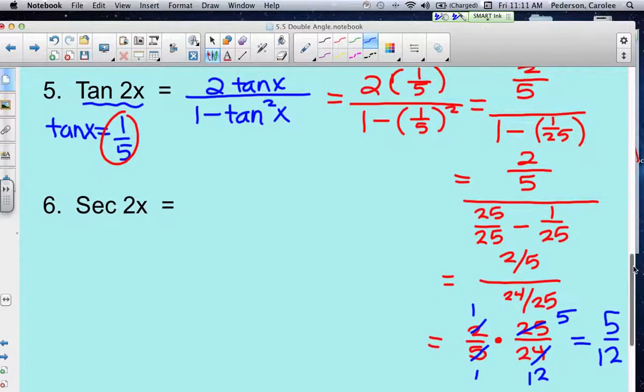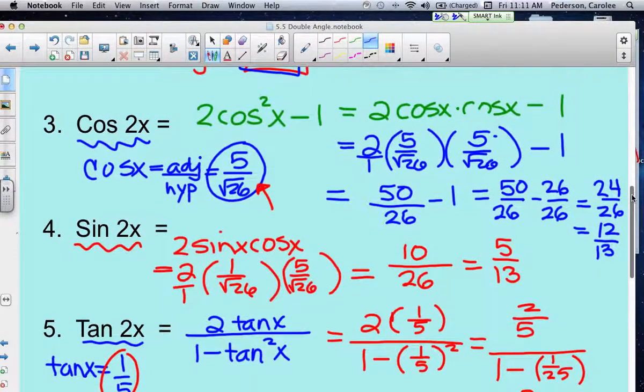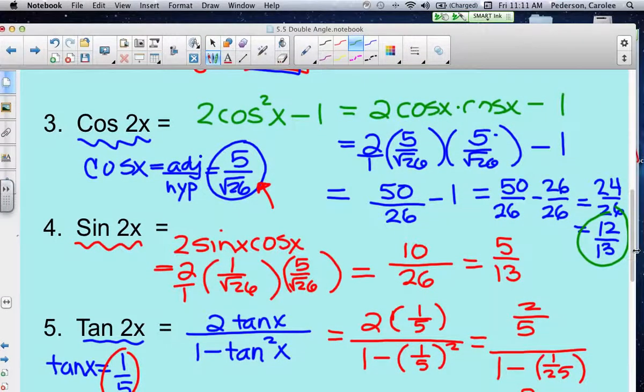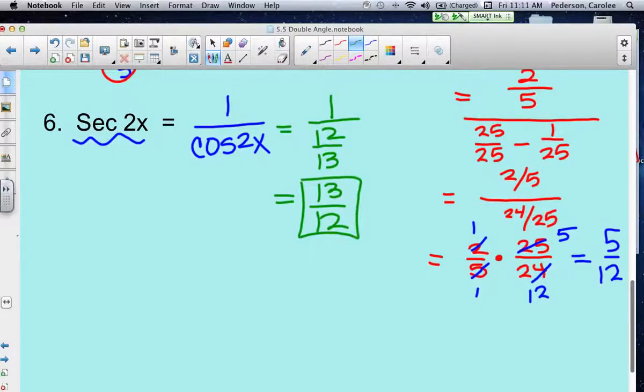Okay, one question left. The secant of 2x. All that is 1 over the cosine of the double angle, cosine of 2x. So if we go back up to our cosine of 2x, which was 12/13 right here, we just have to go 1 over 12/13, or just reciprocate it, 13/12. I'm going to stop the recording there.